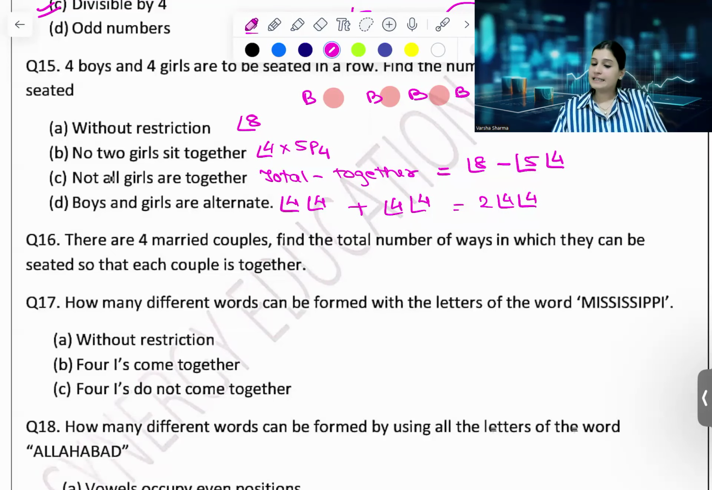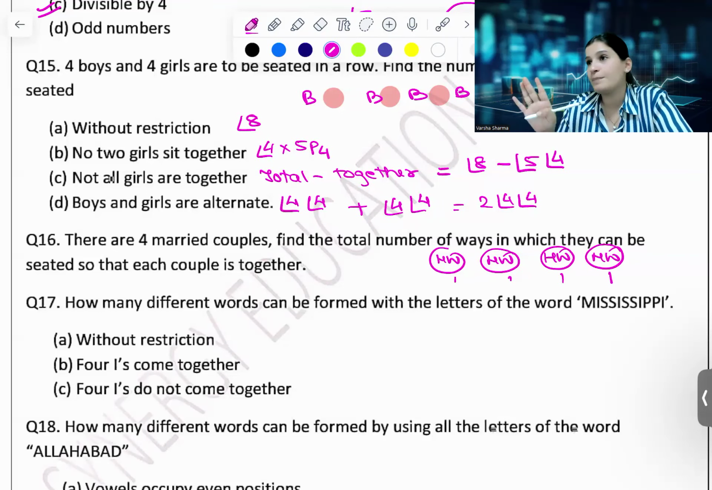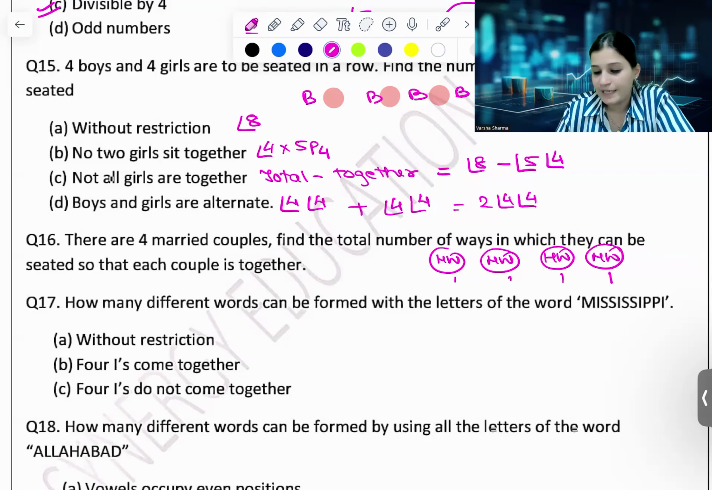Question number 16. There are 4 married couples. Find the total number of ways in which they can be seated so that each couple is together. So basically, the placement will be done for a couple. So one husband-wife bundle, another husband-wife bundle, another husband-wife bundle. So one couple, 2, 3, 4. So 4 couples, 4 bundles. 4 bundles can be arranged in factorial 4 ways.